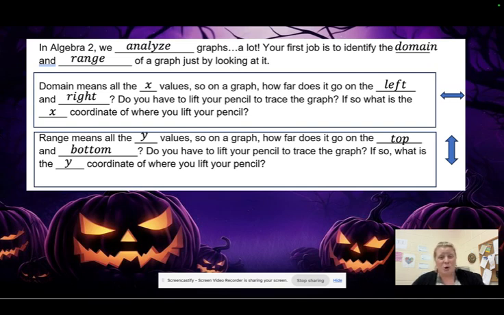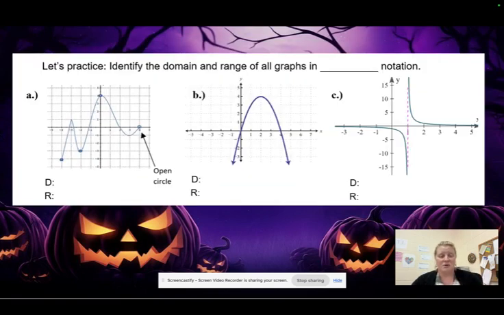So the best way to learn this is to learn by doing, just jump right into it. So that's what we're going to do. Now when we do this, we're going to use what's called interval notation. So if it's a solid dot, we'll use a bracket. If it's an open dot, we use a parenthesis, and interval notation uses commas. So we'll just wade into the water here.